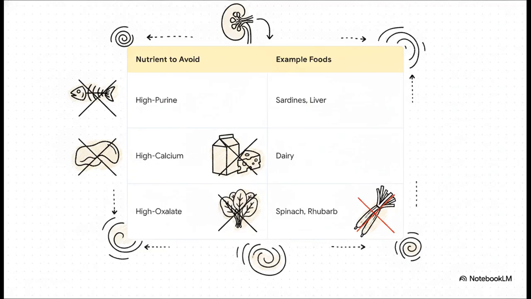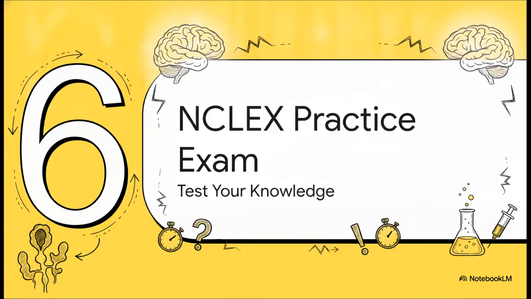Another incredibly painful obstruction is renal calculi, kidney stones. And treating these isn't just about managing that sharp, severe colic pain or just waiting around for them to pass. It actually requires strict, proactive dietary restrictions based entirely on the specific composition of the stone once it's retrieved. So, depending on the lab analysis, patients must drastically modify their diets. They might need to avoid high-purine foods like sardines and liver, or high-calcium foods like dairy, or even high-oxalate foods like spinach and rhubarb.